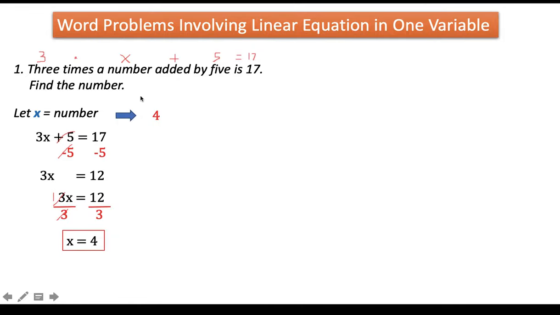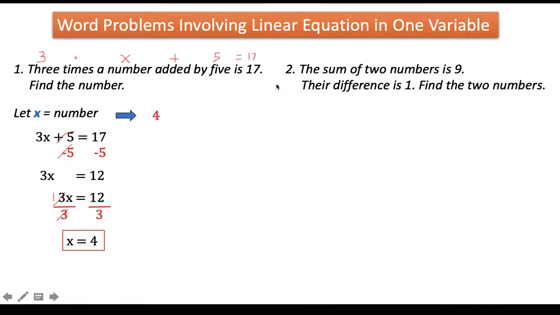So to check if our answer is really correct, we can go back to the problem. 3 times a number, and that number is 4. So 3 times 4 is 12. Added by 5, so 12 plus 5 is 17. So it makes our equation true.